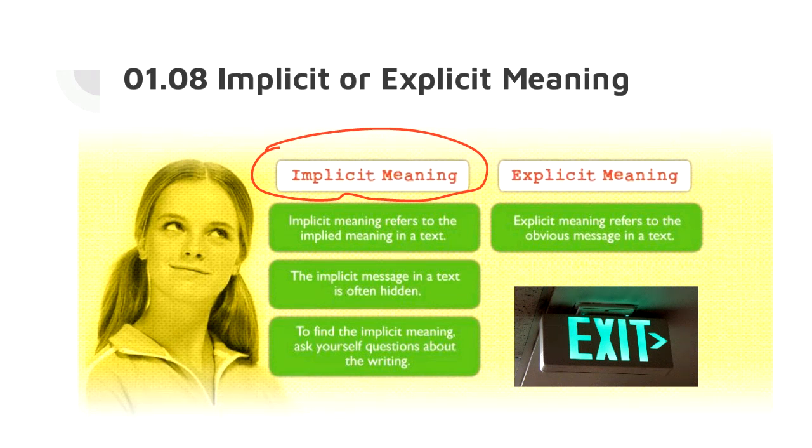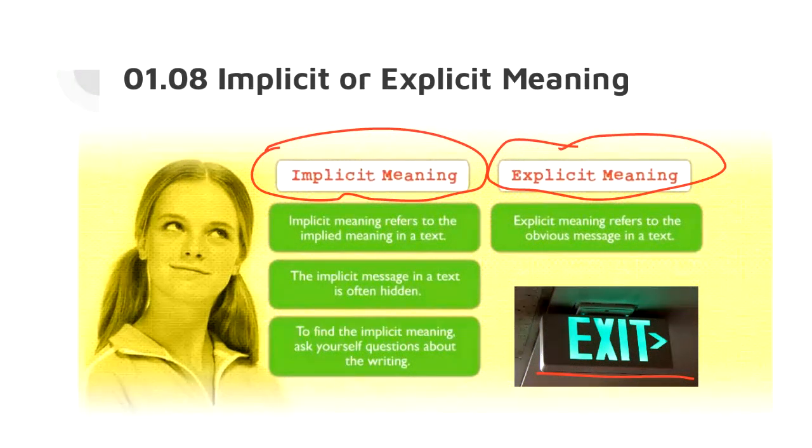Explicit meaning, on the other hand, refers to the obvious message in a text. And the best way to remember explicit is to think of an exit sign. An exit sign is right there and it's directly stated. You can see that it means exit, where you need to leave the building. Okay? It's the obvious message in a text. So explicit is the obvious, implicit is more implied.